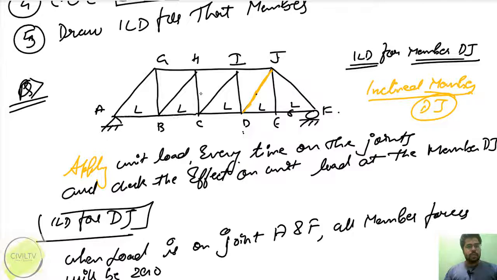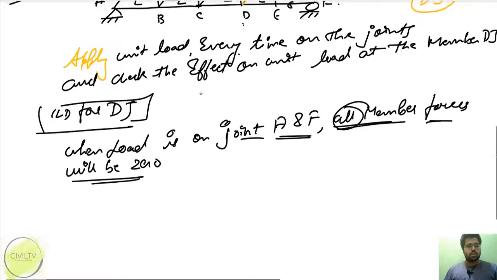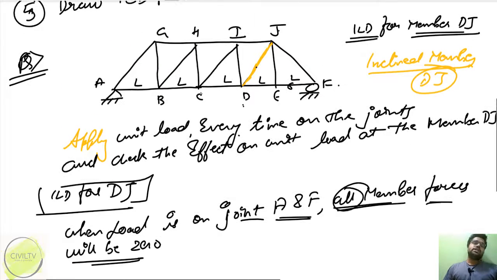ठीक है, there will be no effect on the member forces. So that's what I've written. When the load is at the joint A and F, all member forces, remember all member forces will be zero. मतलब हर जगह पे zero zero रहेगा। ठीक है, so basically we'll start with B. ठीक है, I will apply the unit load at joint B. A पे करूंगा तो कोई फर्क नहीं पड़ेगा, all the members will have the zero forces.